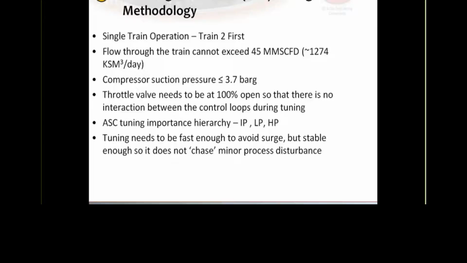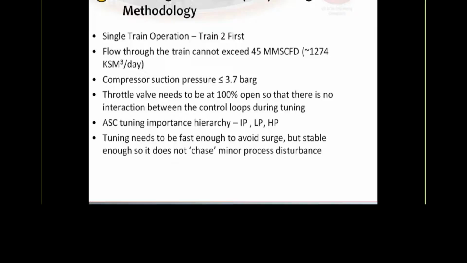First and foremost, we have to tune train 2 first, because with the current load sharing methodology, train 2 acts as a slave instead of actually working for proper load sharing. And so in most of the operation, unless it is in single train mode, it always operates in recycle and causes extreme instability in the system.